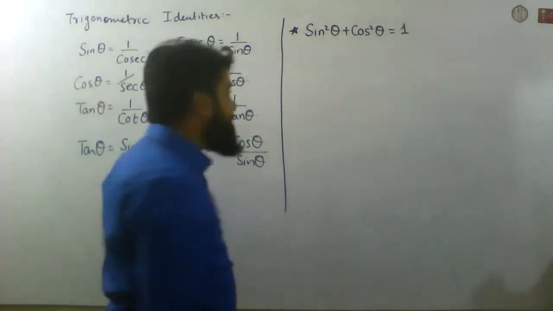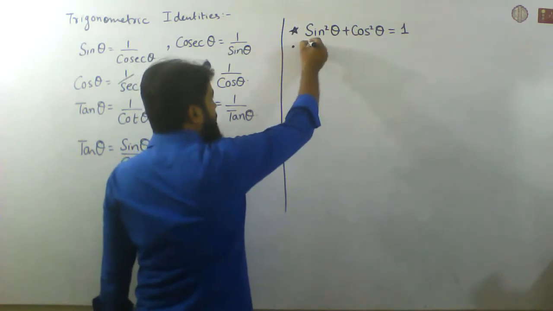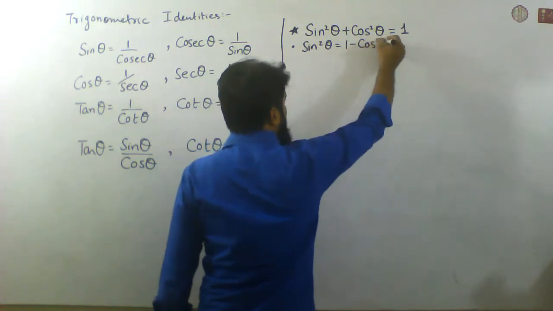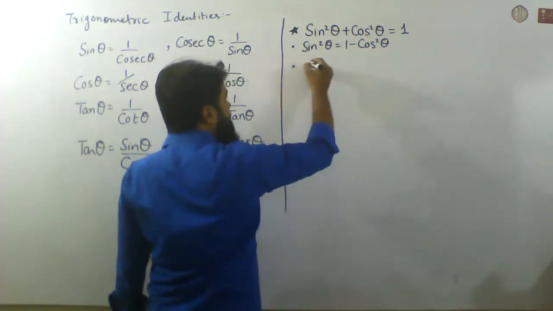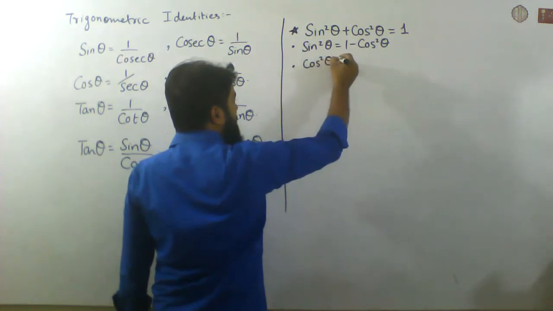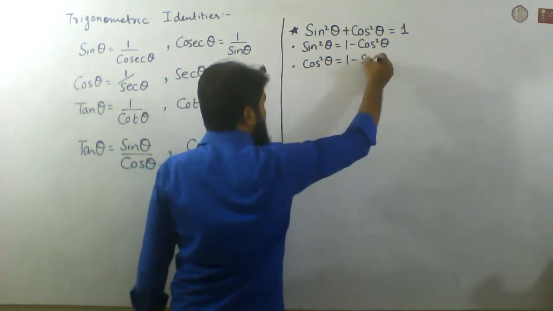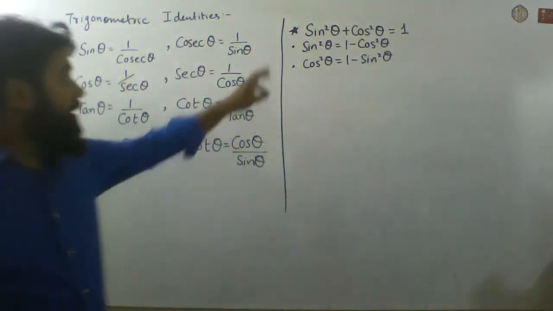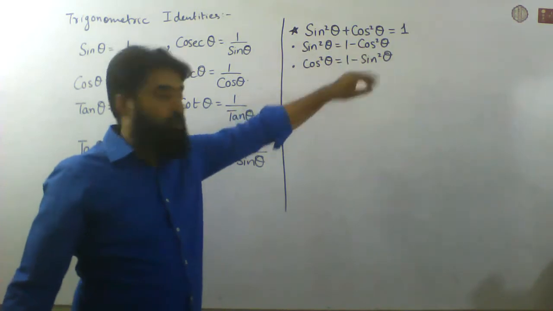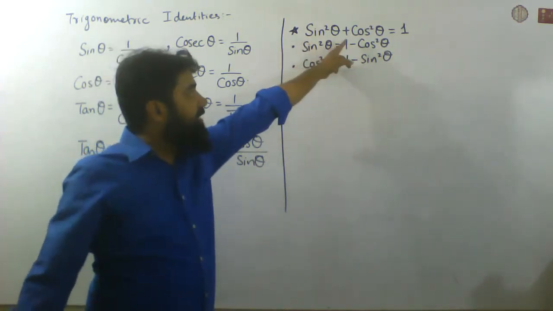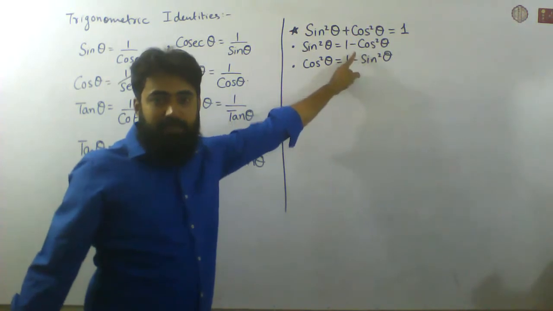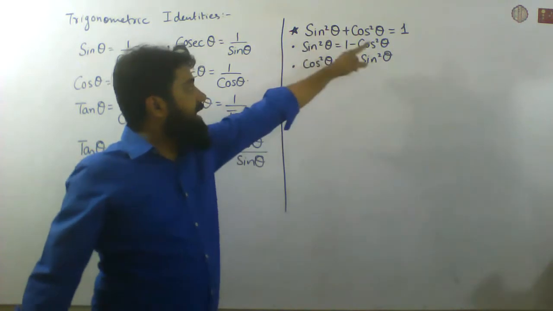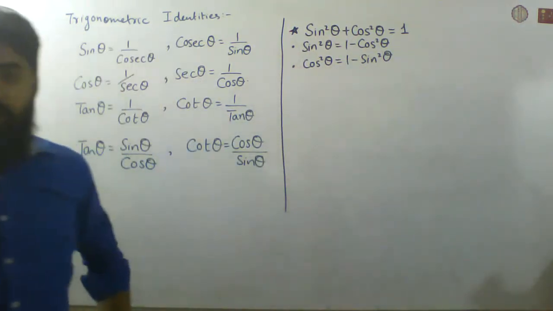What are the different variations you can have here? You can have sin square theta equals 1 minus cos square theta, or cos square theta equals 1 minus sin square theta. In the first, I have shifted cos square to the other side, giving 1 minus cos square. In the second, I kept cos square on the left side and shifted sin square to the right side, and I got this result.